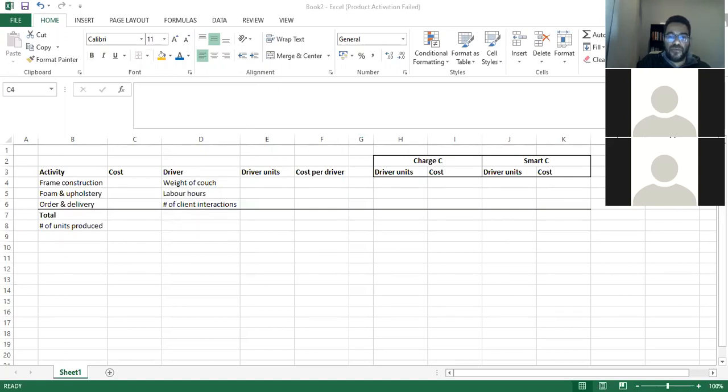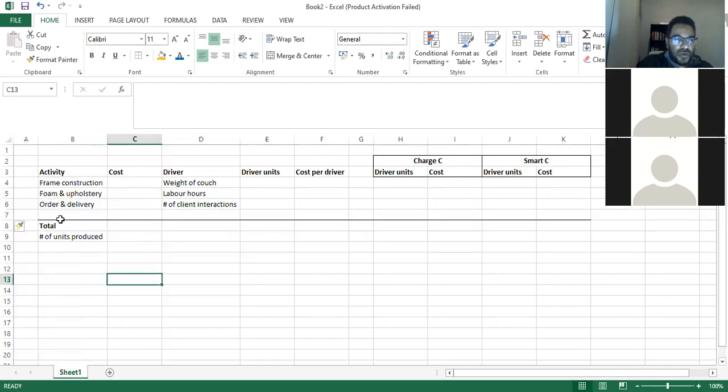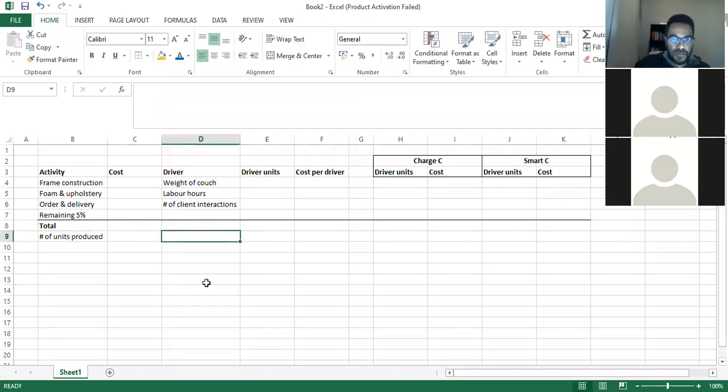When you add up 30, 40, 25, 30 plus 40 is 70%, plus 25 is 95%. So that means there's a remaining number over here. Okay, so we must insert it. We didn't know what it is, so we just call it remaining 5%. There's nothing called, so we just call it remaining 5%, because it must add up to 100%.